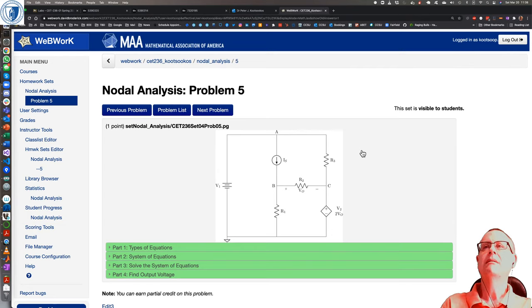And this one, for some reason, I did this one fully. I don't know why I didn't do the other ones. The main tricky thing here is that now we've got a dependent voltage source in V2, and that V2 is 2 times Vout, which is defined as the voltage across R2 there.